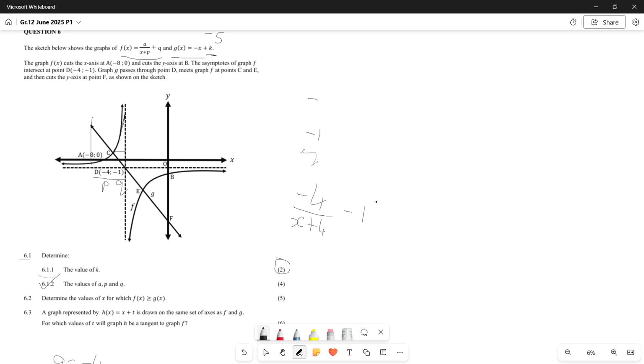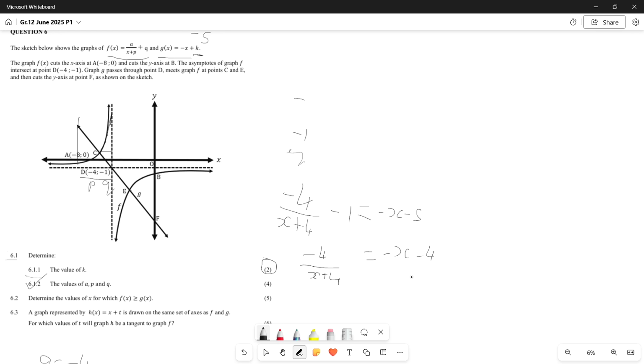This is what we solved in the previous question, the values of a, p, and q. And we made this equal negative x minus 5, because we solved the negative 5 for the k value for our g of x graph. So at this stage, when we solve it, I'm going to take the negative 1 over. We have minus x and we have minus 4, because minus 1 becomes positive 1. So we have negative 4 there. Then we have minus 4 over x plus 4.